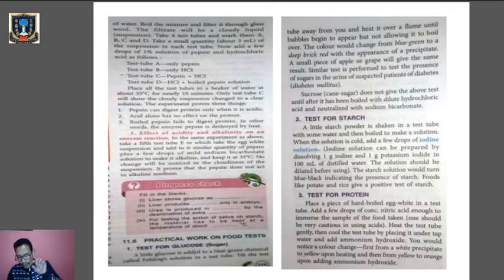So when we look at the 4 test tubes, you can see that test tube A contains only pepsin. So test tube A does not show a clear solution. Test tube B contains only HCl, there is no enzyme, so it doesn't show a clear solution.